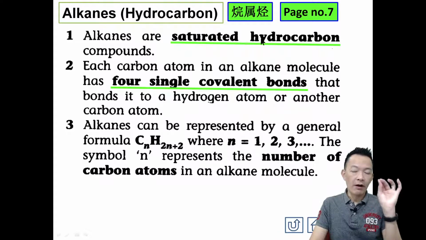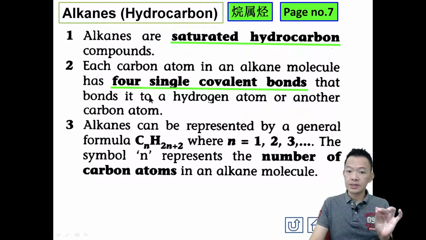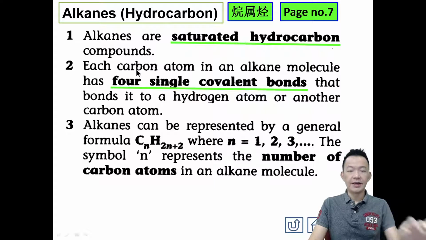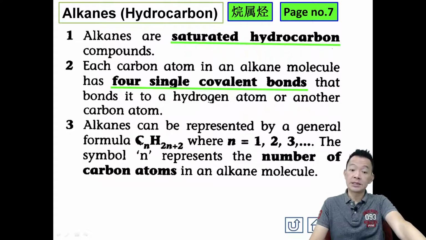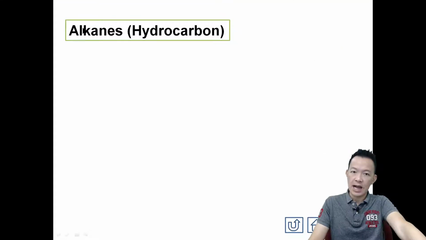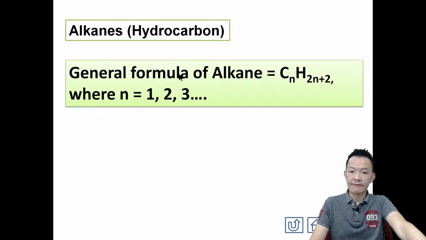Next, for all the alkane molecules, they can be represented by a general formula. 全部 alkane 的家族的每一个成员呢 they can be represented by a general formula. 它们都有它们家族自己的 formula. Okay, but how is a formula? We write it again. And this general formula actually is important. It can be 2 marks in your exams. So alkane, saturated hydrocarbon. All of the alkane can be represented by a general formula.